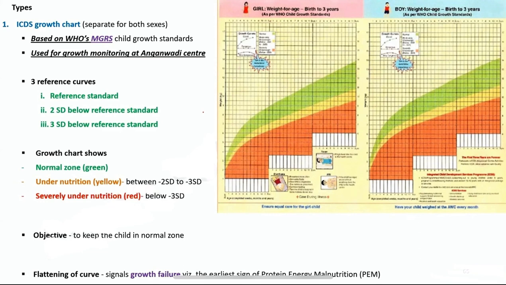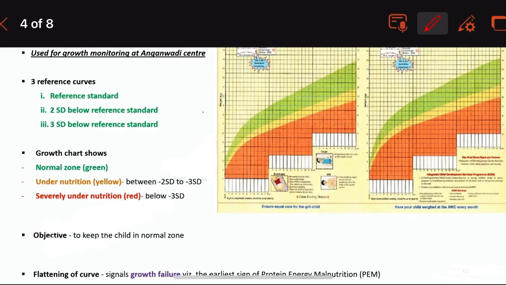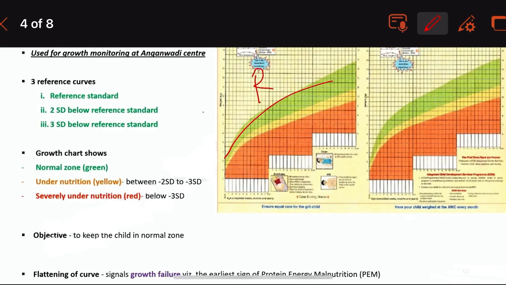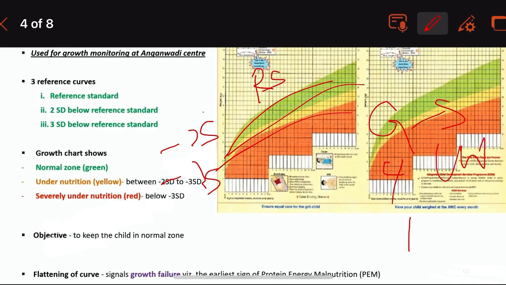ICDS growth chart. We have two separate growth charts, one for boys and one for girls. It is used at the Anganwadi centers, and it has three reference curves. What are the reference curves we saw? The reference standard, minus 2 SD, and minus 3 SD. If it is green, it is safe. If it is yellow, it is undernutrition. If it is red, it is severe undernutrition.